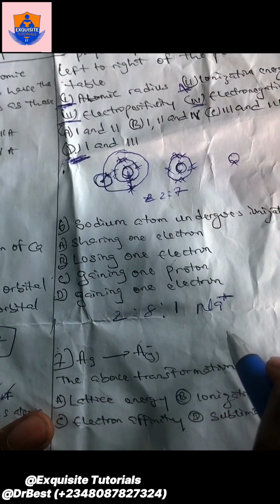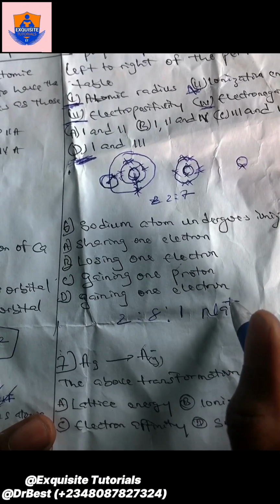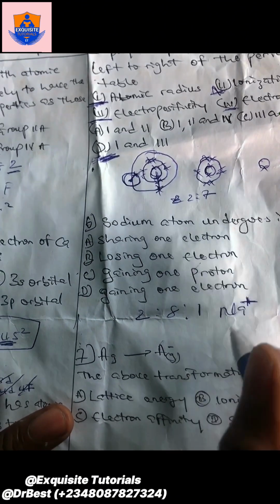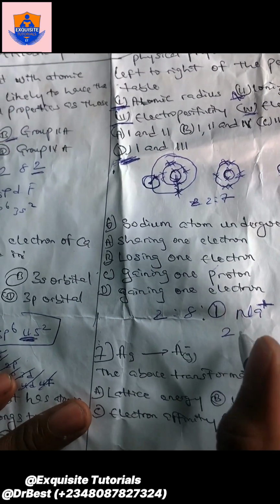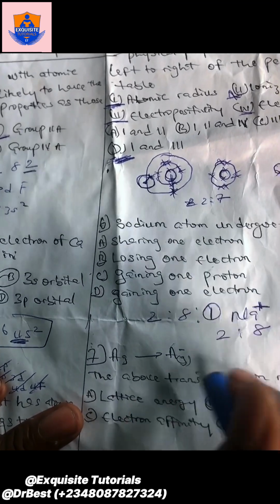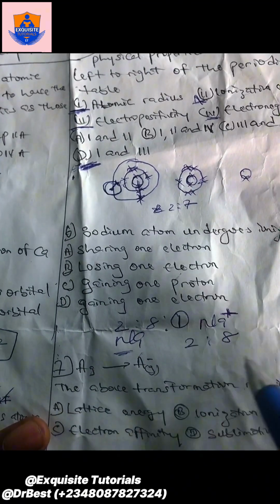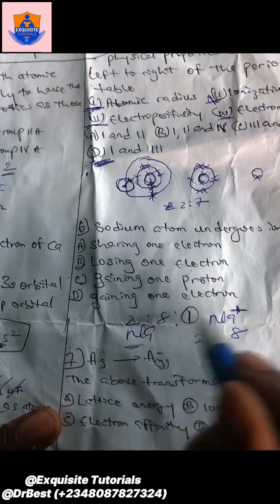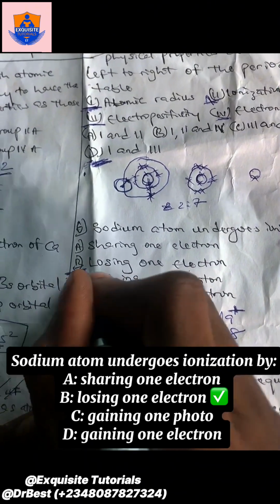So when writing the number of protons here in sodium, the number of electrons is going to be 10 instead of 11, because it has given out this one. So you are going to have 2, 8. This is the difference between your normal sodium atom and your normal sodium ion. So what happened is that sodium gave out this electron. So the correct option is that it is losing an electron.